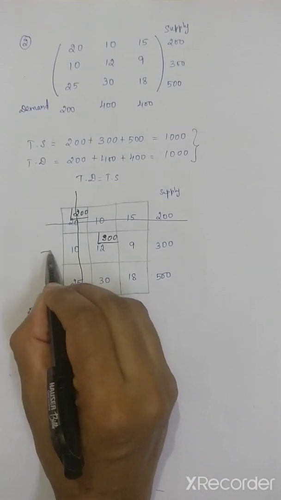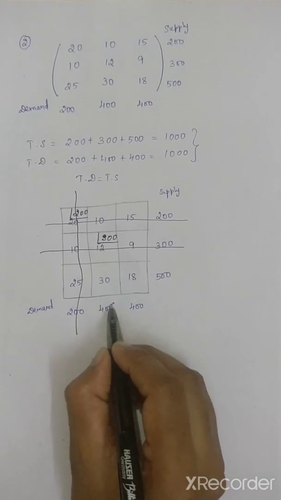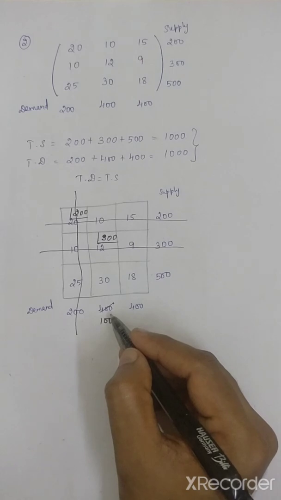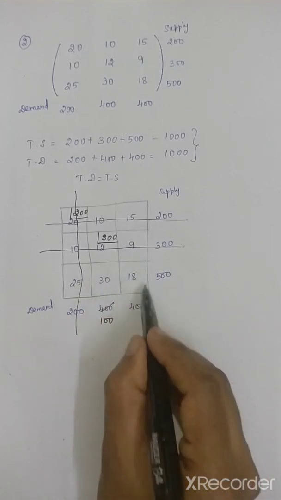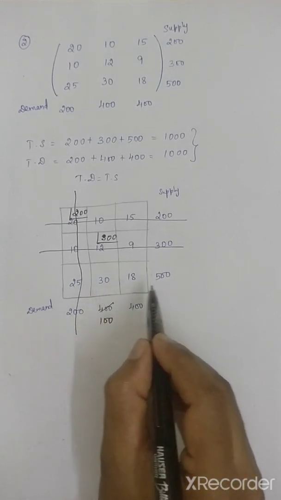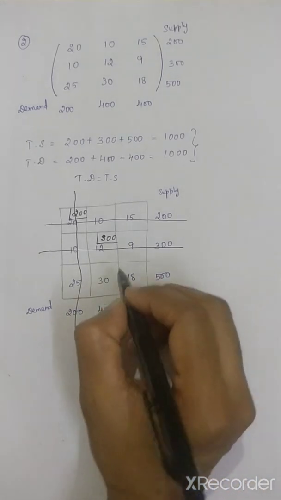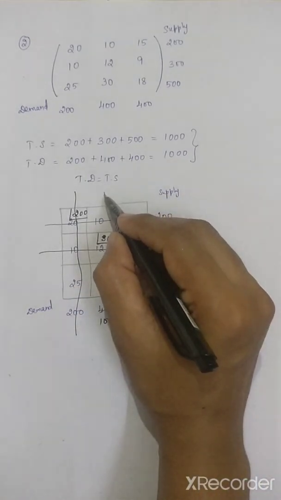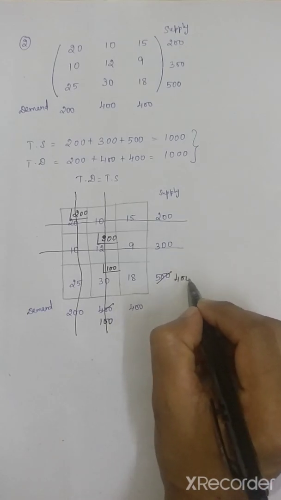You cancel this row. This value will be reduced to 100, because you subtract 300 from 400. So we have the value 100. The next modified matrix is 30 and 18. For this the corner is 30. Comparing demand and supply, your value will be 100. So we allocate 100 here. We strike out this column. This value will be reduced to 400.